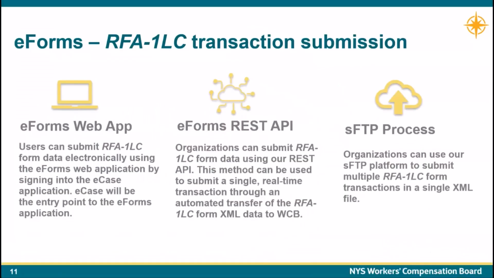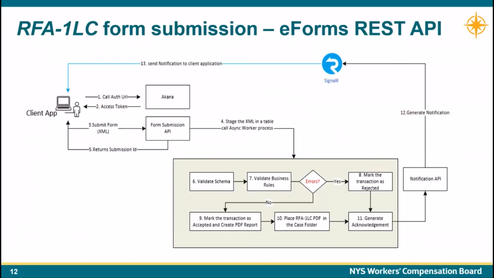Thanks, Sarah. This is Pasha Sheikh Naeem. I'm going to cover the technical overview. As Tim mentioned before, apart from the web app, clients can submit the RFA-1LC form electronically using the eForms REST API and sFTP process. Let me go over the eForms REST API now. The eForms REST API can be used to submit forms electronically from client applications. To access the eForms API, clients need to subscribe to the API by registering with WCB's Akana API gateway. During the registration, Akana will provide a client ID and secret to generate an access token.